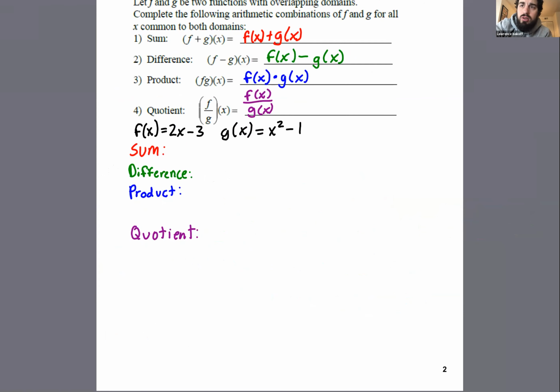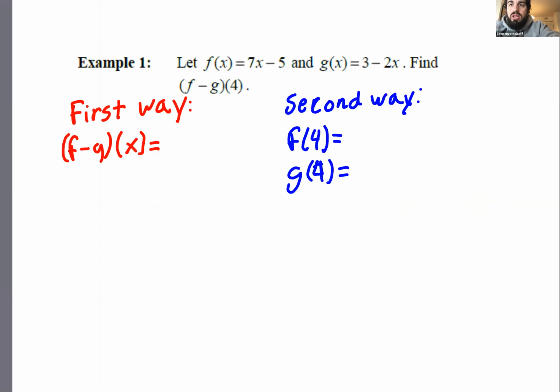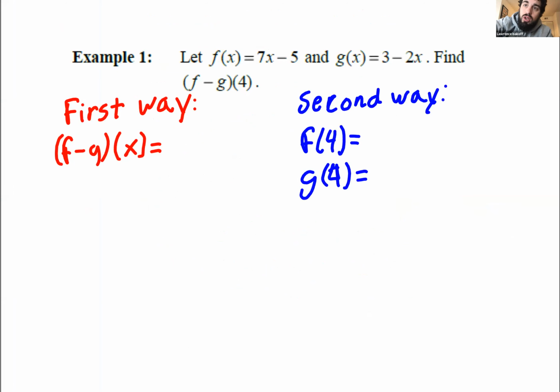Okay. Next part of the notes deals with evaluating these. So there are two ways to do this. I'm going to first do it by combining the functions. Then I'm going to find f minus g of 4. The second way is to evaluate what f of 4 is, what g of 4 is, and then subtract those. At the end of the day, both methods are equally valid, and it will not affect your answer which way you do it. So whichever way seems best for you, go with it.